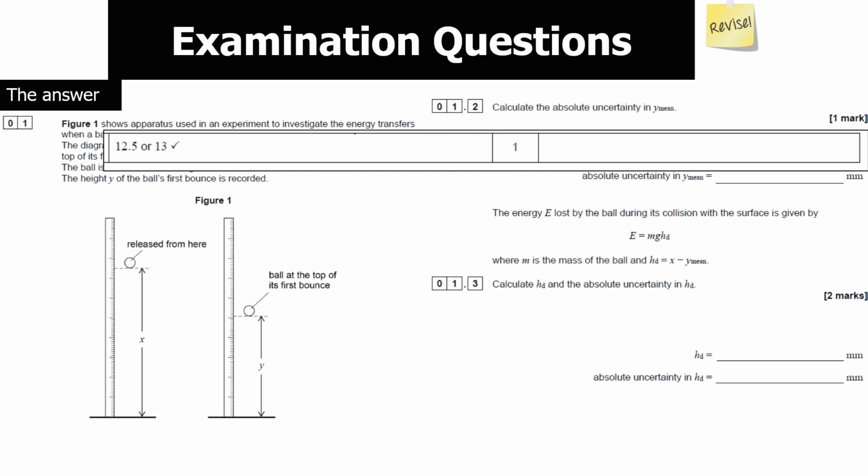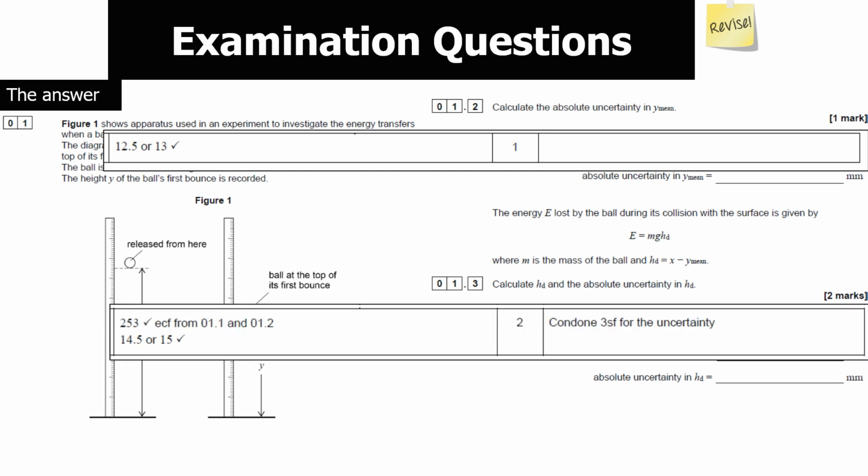So you know what your value of x is, you know your value of y mean, so you can work out h_d by saying the answer is x minus y, so it's 253. Now again, what's the absolute uncertainty in that value? So what you can do is work out the biggest value by adding on your absolute uncertainty in y mean and then working it through like that, and then vice versa for the minimum value. That gets you your range, and then you can work out your absolute uncertainty via that methodology.